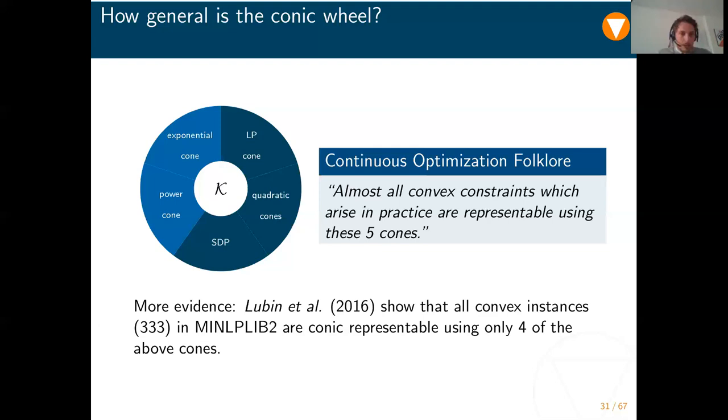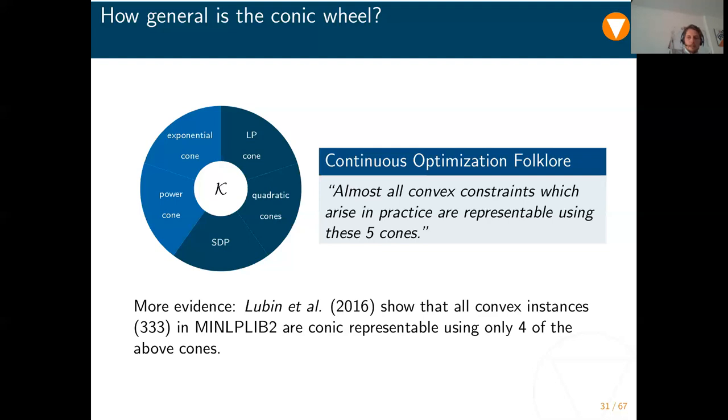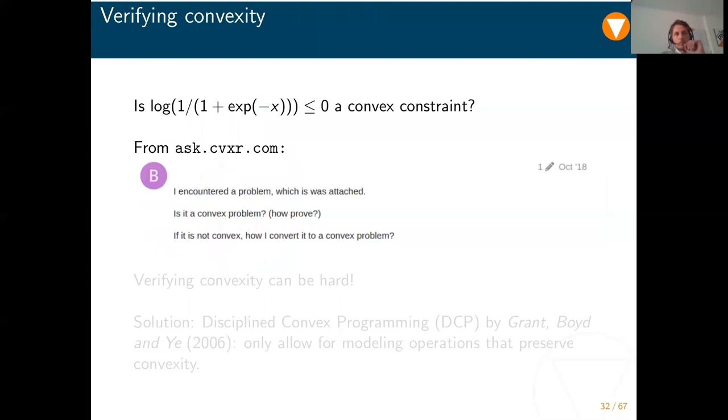Okay, so let's see. Another thing that I want to get back to now is this thing about verifying convexity. So this points at the phenomenon under which this framework is different from nonlinear programming. So a question that comes up, especially in practice, very often, is that you have some nonlinear constraint, and really you don't know a priori whether it's convex or not.